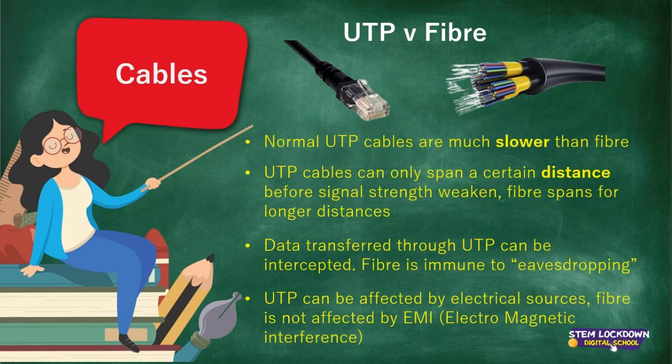Then another thing with the UTP cable is that it can be affected by electrical sources. Fiber is not. Electrical sources, we're talking of electromagnetic interference, right? Now, I'm sure when you were younger, if you placed maybe a cell phone next to the TV, and somebody calls the phone while it's placed next to the TV, the TV makes some flickering movements on the screen, right? These flickering movements are generally caused by interference.